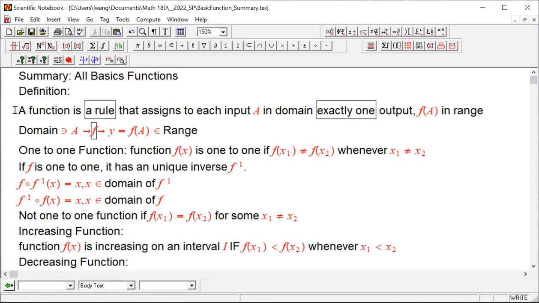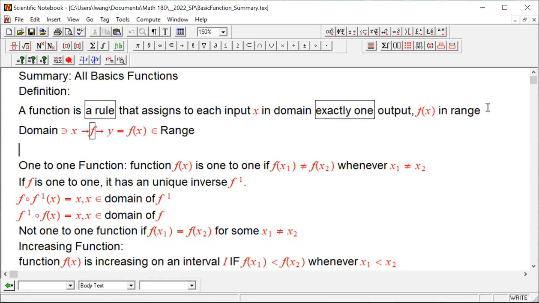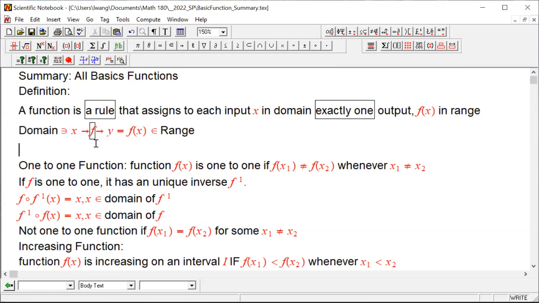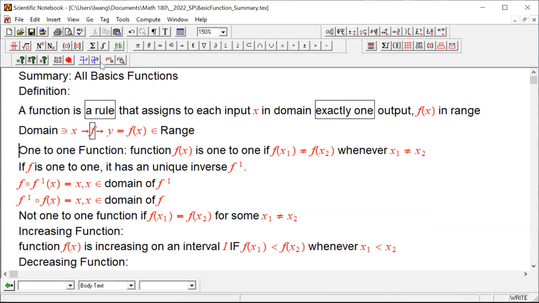We talked about how a function is a rule that assigns to each input, whatever that input is, it could be x, initially we used x, exactly one output, f of x. For each input, there's exactly one output. That's the fundamental requirement of a function. So we have done this flowchart, and we understand that each rule determines the domain and range.